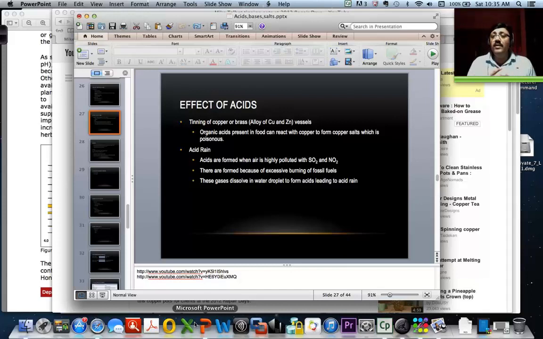Now, what are the effects of these acids? Of course, the presence of these acids definitely has some effect on various aspects of our life. I'm just trying to show you some of the effects. One thing is, as I told you, the fruits and the vegetables that we use for cooking do have acids inside them, and some of the examples are things like acetic acid, formic acid, ascorbic acid, and so on, which are present in various vegetables and fruits.